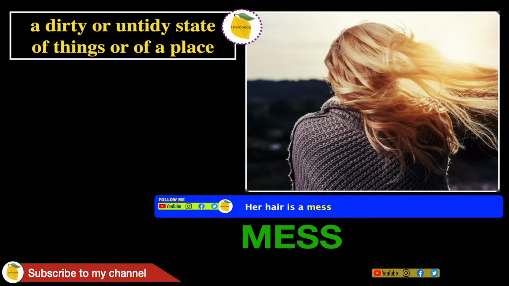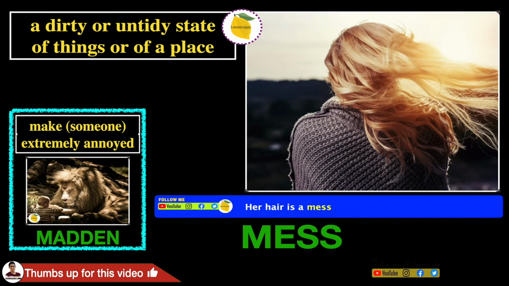So once again, before we go on to the next one, let's try to recall the previous slide, and the word we learned in the previous slide is madden. Let's go on to the next one.